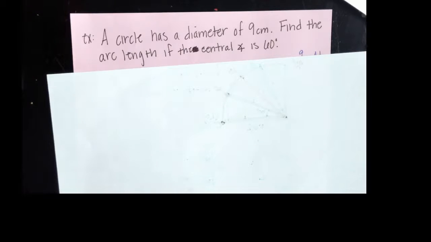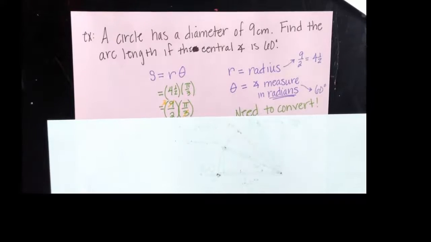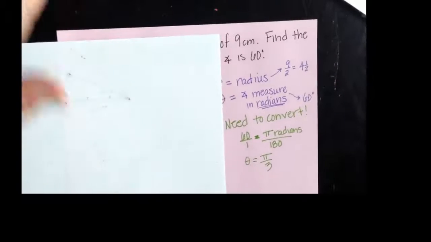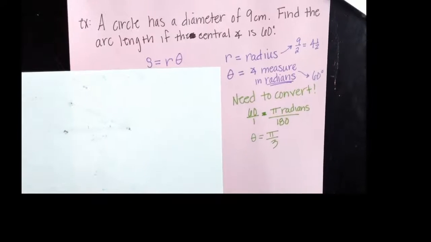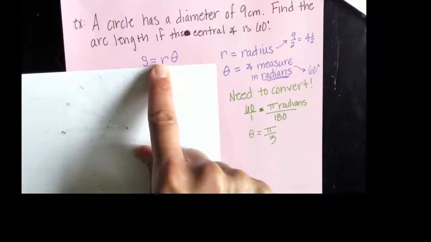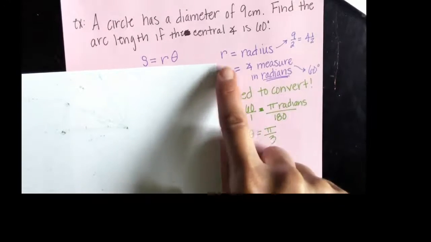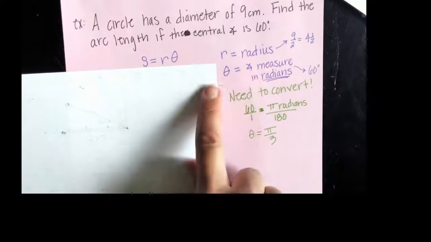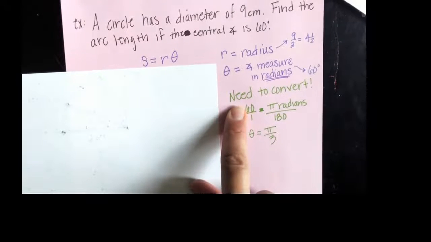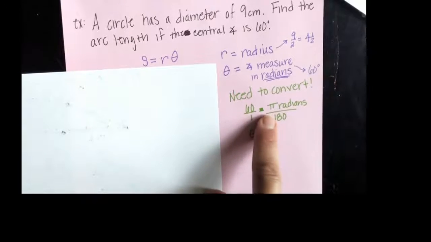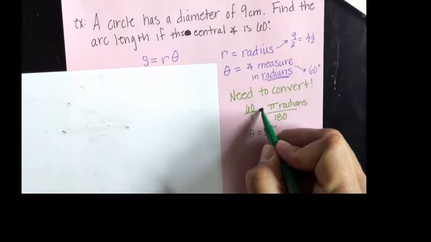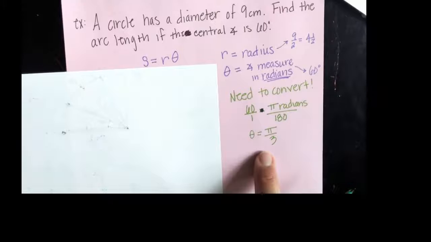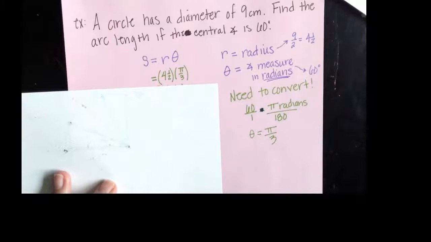So the first thing I'm going to do is take all of this, and I know that with our formula, arc length equals radius times our angle measure in radians. So our radius, if our diameter is 9 centimeters, is going to have to be 4.5. I need to take our angle measure and convert it to radians. So 60 times pi over 180 ends up being, and again, I put it right in the calculator and reduced, I got pi over 3. So 4.5 times pi over 3.